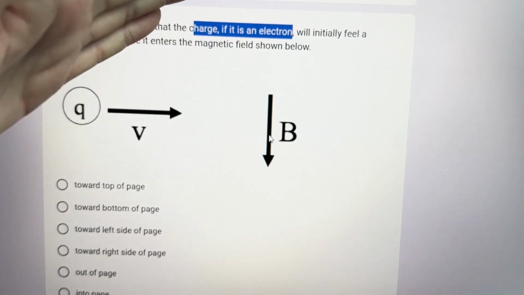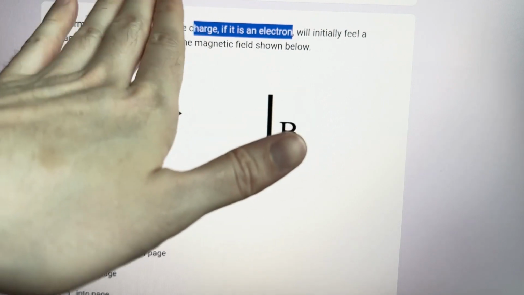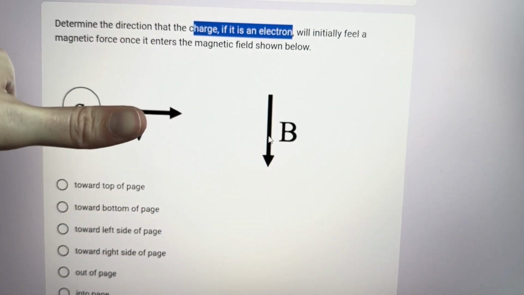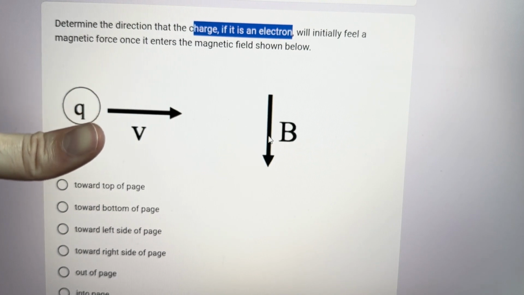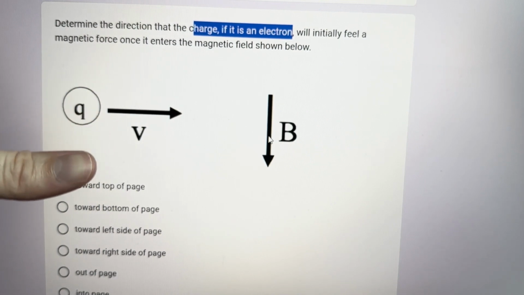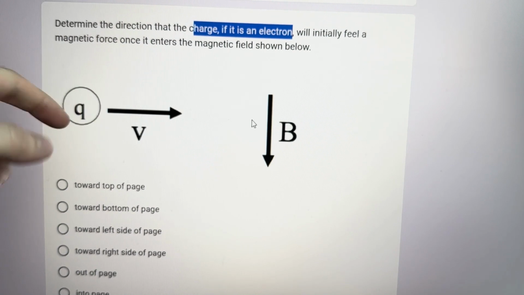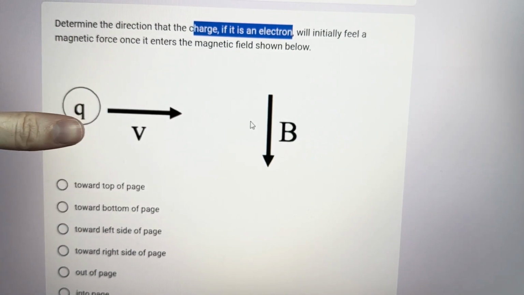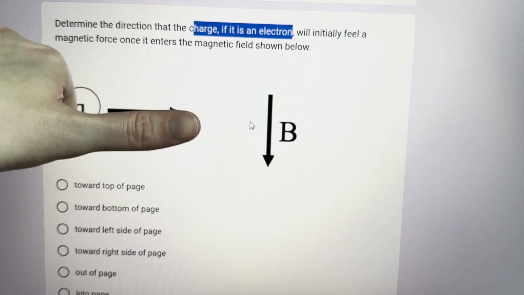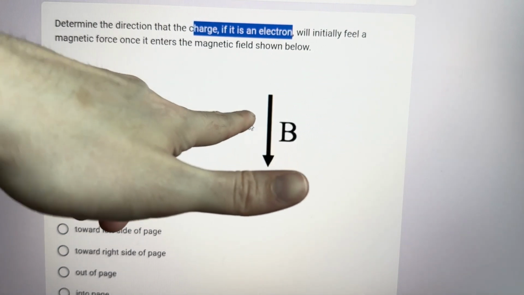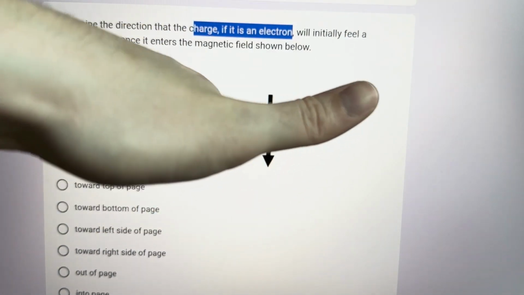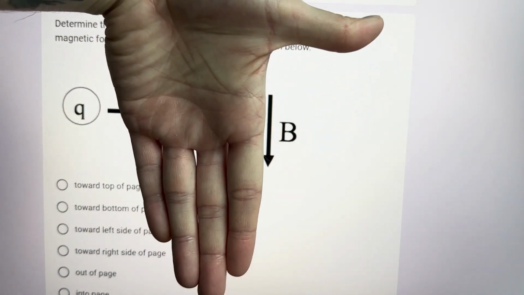That tells us about the force, and we want to use our left hand here. So the negative electron is moving towards the right side of the page. It's coming from the left is what I meant to say. So point my thumb in the direction the negative charge is moving, and now the external magnetic field it's entering, that's our fingers, is pointed towards the bottom of the page.